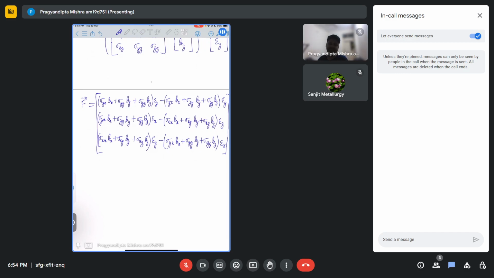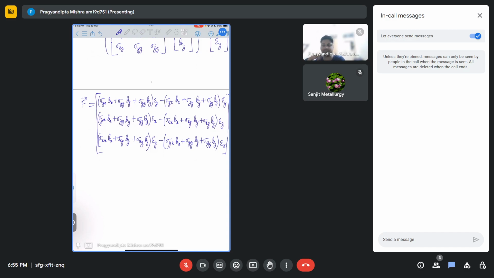Yeah, so we can write it in terms of x, y, z, or we can also write it in terms of 1, 2, 3. So x as 1, y as 2, and z as 3. Depending on how your question is framed, you can use either x, y, z or 1, 2, 3.